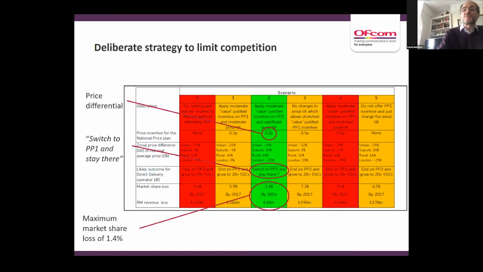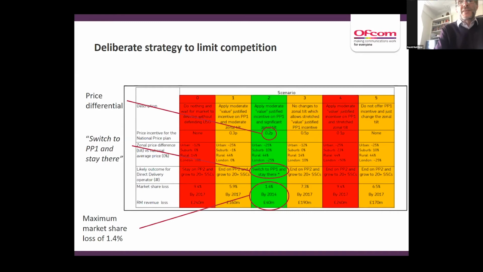And essentially what this reflects is an evaluation of how each of those pricing arrangements would affect Whistl, what its likely reaction would be. And you can jump to the bottom row and you will find the line of market share loss and Royal Mail revenue loss. So what they've done here is they've said, okay, if we do nothing, that's the far left scenario 0, we expect by 2017 to be losing 9.4% of our share. So recall, it's the only competitor, so that still leaves Royal Mail as 90-10.